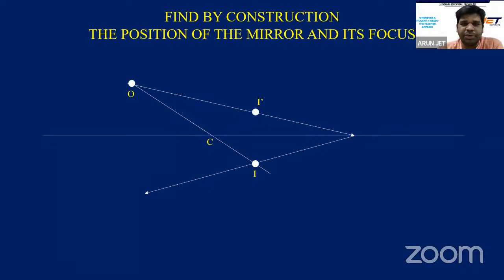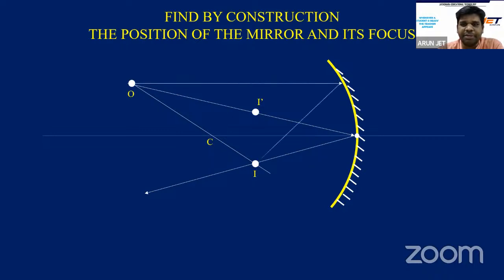Now we have already decided what kind of mirror we're going to use. So it's going to be a concave mirror. We have not yet located the precise location of the focus. The ray parallel to the principal axis hits the mirror, gets reflected, passes through I, and intersects the principal axis at F, the focus of the mirror. So by construction, we have located the position of the mirror and its focus. So job done.